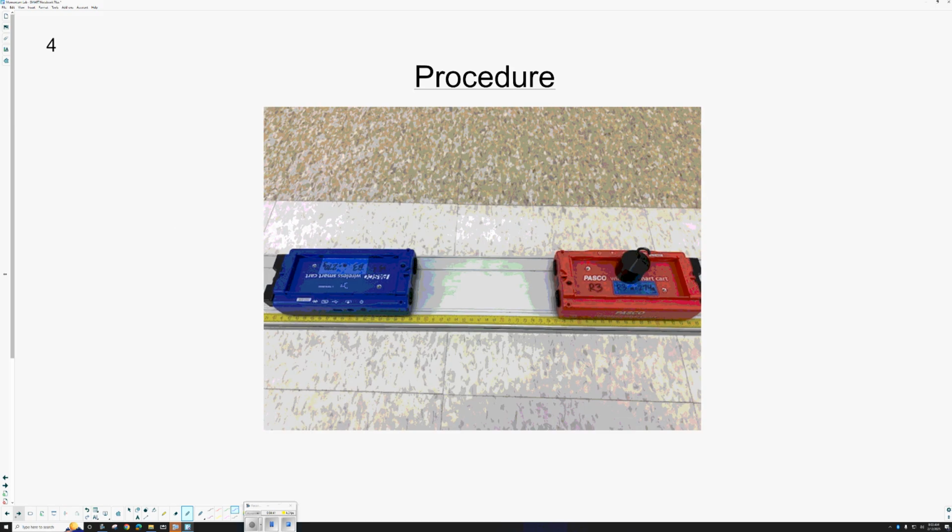Here's what the procedure is going to look like. And you don't need to write out a procedure for this. I just want to explain to you what you're going to do with this, okay? You're going to take two dynamics carts, a red one and a blue one, and you're going to put them on a track. You see the tracks up here? You guys did this last year, right?